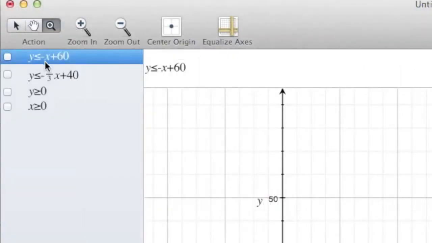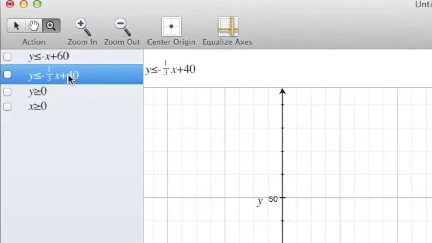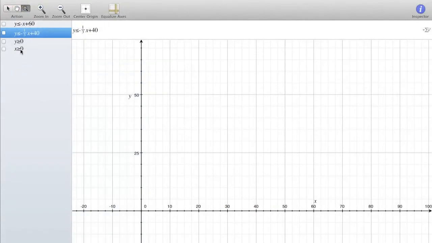So you can see up here I've solved each one for y. So you have y equals negative x plus 60. You have the next one, which is negative 1/3 x plus 40. And then, of course, my y is greater than or equal to 0 and x is greater than or equal to 0.